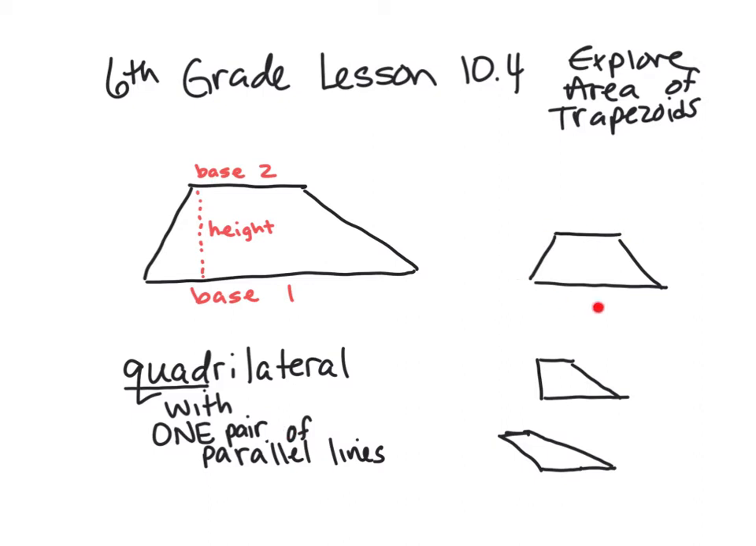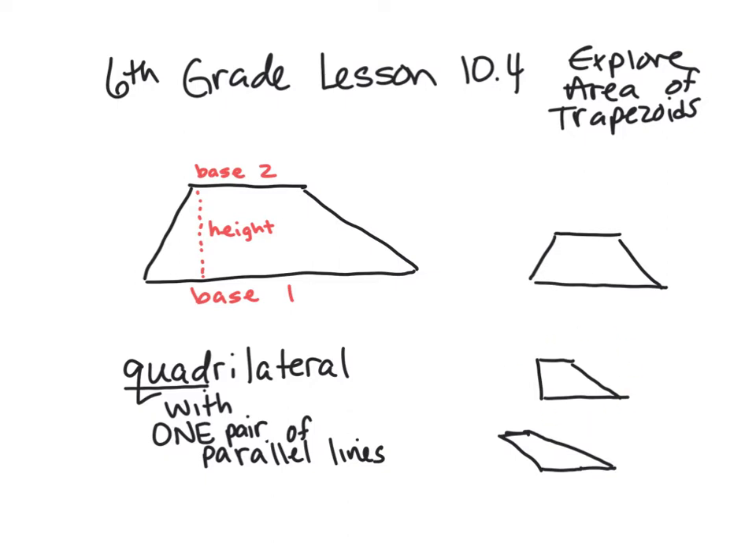So you look at this trapezoid, it has four sides, 1, 2, 3, 4, and it has this one pair of parallel lines. If these two lines went on and on forever, they would never intersect. These two would though, right? If they kept going, they would intersect at some point. So a trapezoid only has one pair of parallel lines, not two pairs like a parallelogram does.